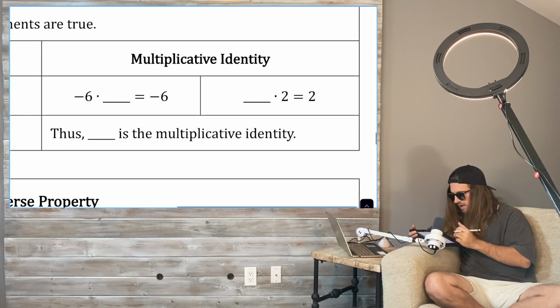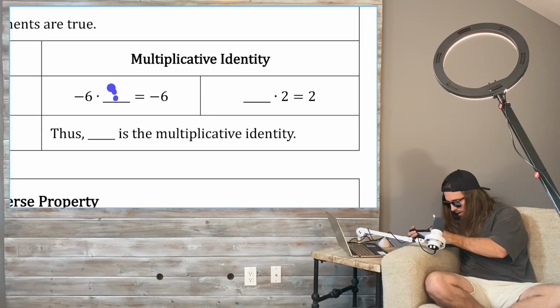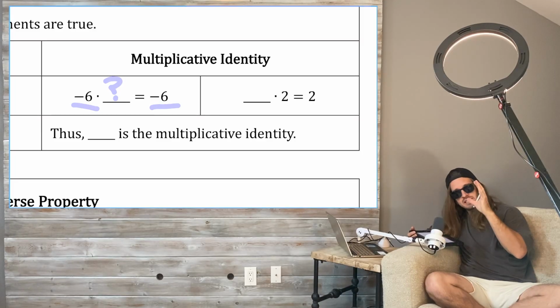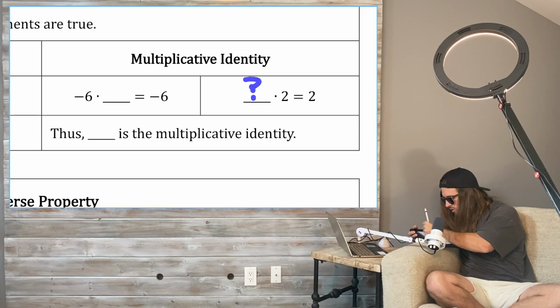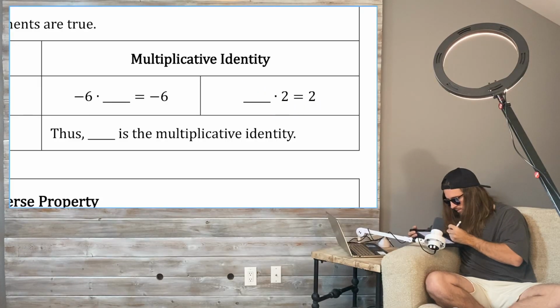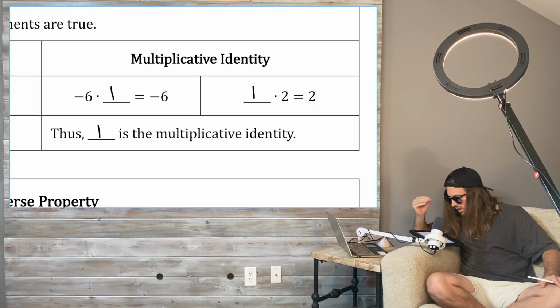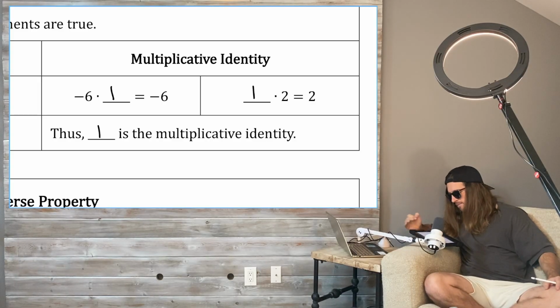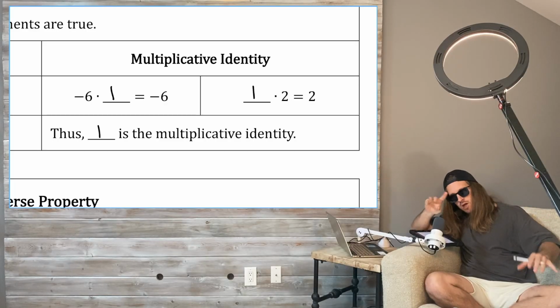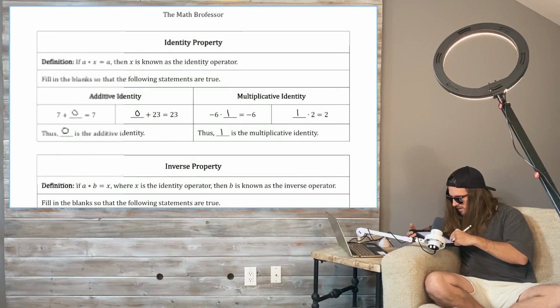But what about multiplication? What do I need to multiply by -6 so that it stays a -6, or by a 2 so that it remains a 2? And the answer there is 1. Multiplying by 1 doesn't change a thing, therefore 1 is the multiplicative identity. 0 for addition, 1 for multiplication.